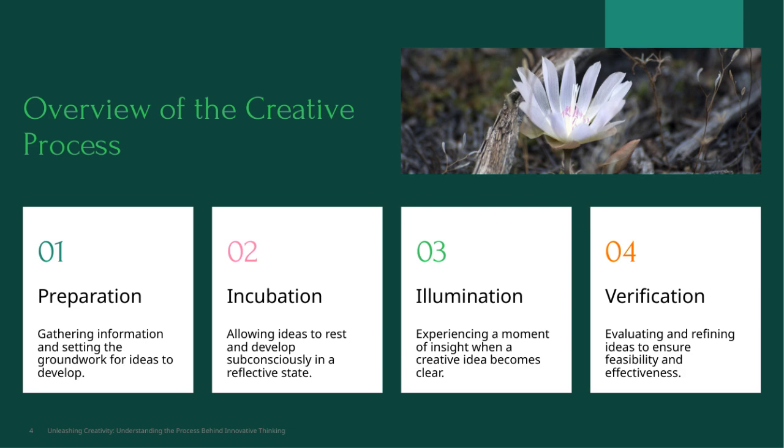Here we have an overview of the creative process broken down into 4 key stages. First is preparation, where we gather information and set the groundwork for our ideas to develop. This stage is essential for building a strong foundation. Next is incubation, a period where ideas rest and grow subconsciously, allowing space for reflection. Then comes illumination, that exciting moment when a creative idea suddenly becomes clear and takes shape. Finally, we have verification, where we critically evaluate and refine our ideas to ensure they are practical and effective. This process helps us move from initial concept to a well-developed, actionable solution. The natural image above reflects the organic and evolving nature of creativity itself.